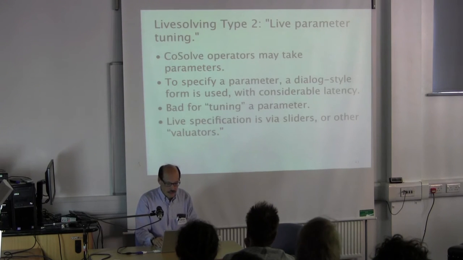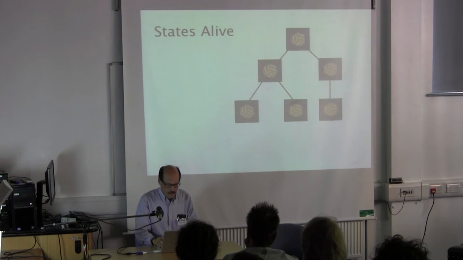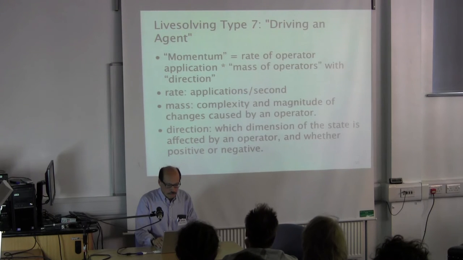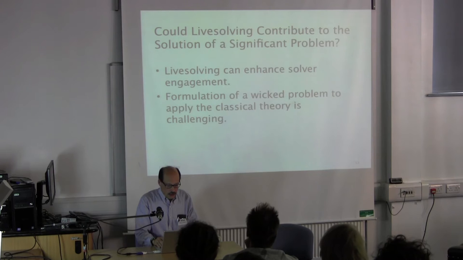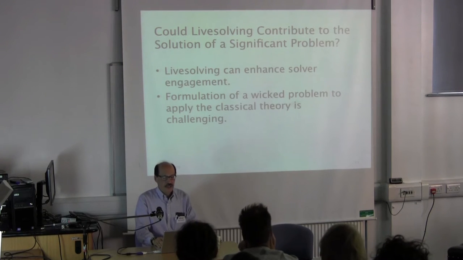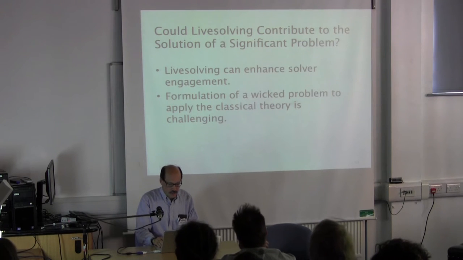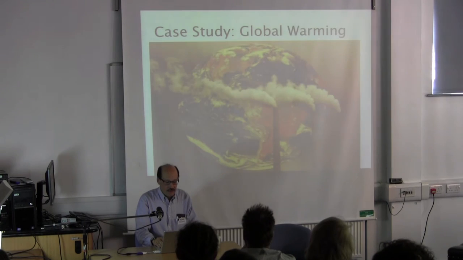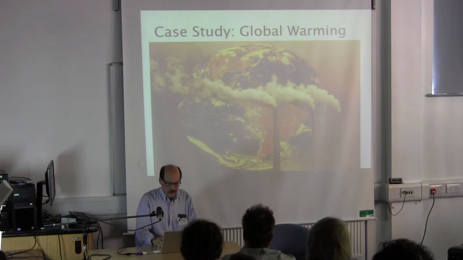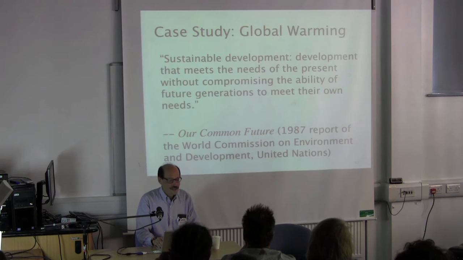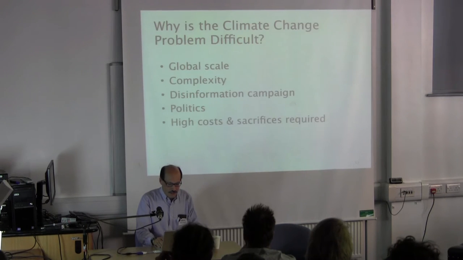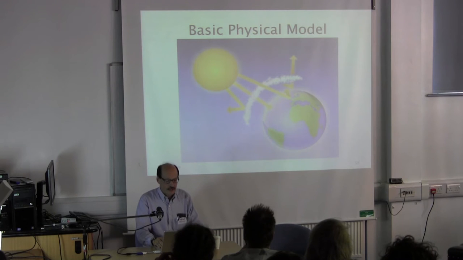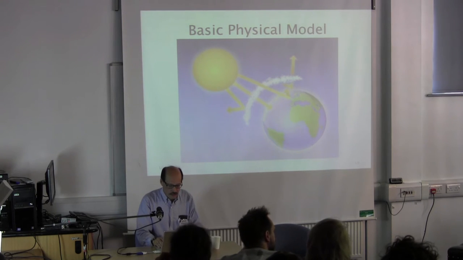Could live solving contribute to the solution of a significant problem? And what's a good example of a significant, say, wicked problem? One is climate change. There's a tough problem, right? So why is it difficult? It's multidimensional. There are lots of issues. People have incentives to impede the solution to the problem or deny that it exists. But there's plenty of evidence that it does exist, and what can we do about it? Can we bring technologies like live solving and so forth to such a problem?